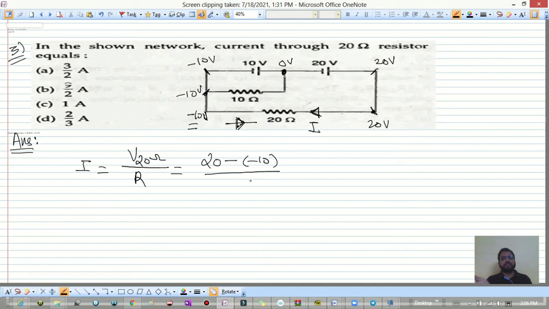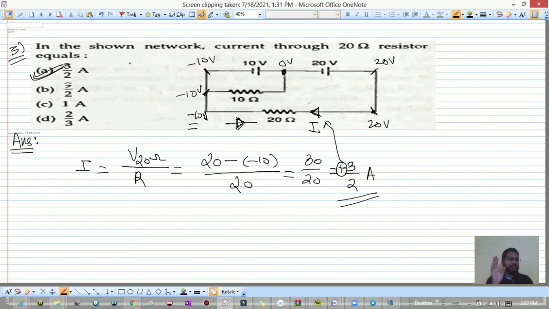Because 20 minus of minus 10 divided by 20 gives 30 divided by 20, which is equal to 3 by 2 ampere, and this is positive. As it is positive, it indicates that whatever direction I chose is correct. If the answer had come out with a minus sign, then that negative sign means whatever direction you took is wrong, and you have to just consider the opposite direction. So over here 3 by 2 is the correct answer. I hope this is clear to you all.